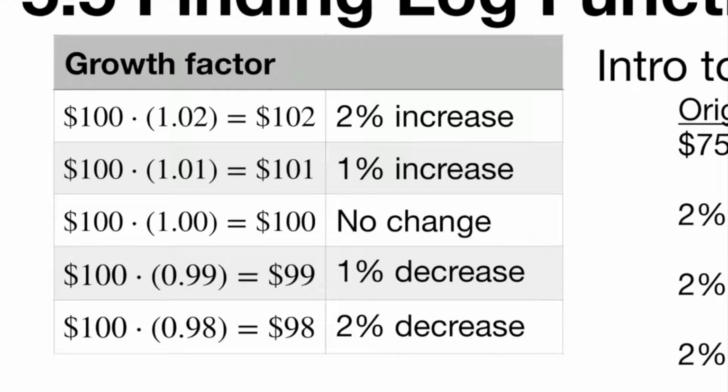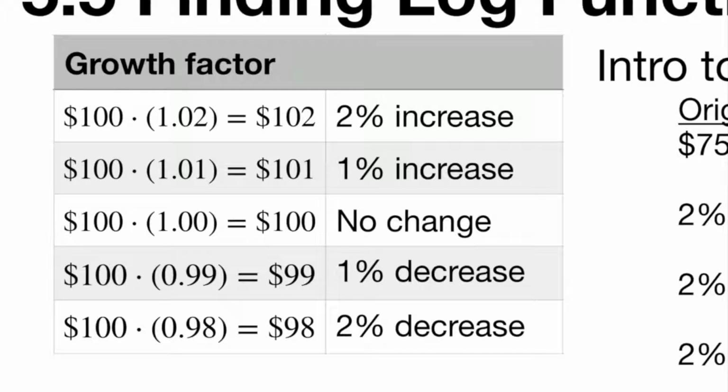But in order to get there, what I'd like to do is first talk about something called growth factor. Growth factor is, let's say you had $100, and if you multiply it by 1, you're still going to have $100. That's no change. I mean, that's just multiplication. Multiply anything by 1, and there's no change in it. You get the same output as you put into it.